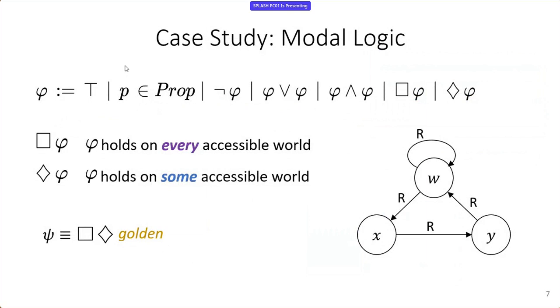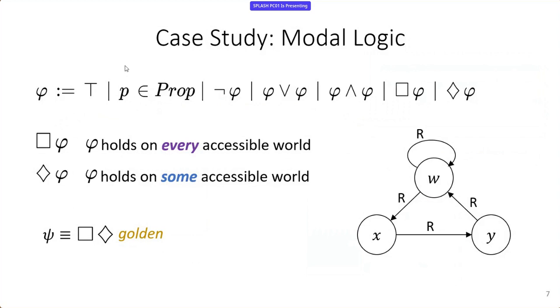Modal logic talks about these directed graphs called frames. You have an example of a frame shown here. The nodes are called worlds, and the directed edge R is called the accessibility relation. The syntax is also shown here. It's similar to propositional logic, except for two new operators. Box phi says that every accessible world satisfies phi, and diamond phi says some accessible world satisfies phi.